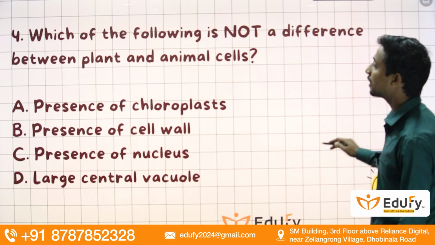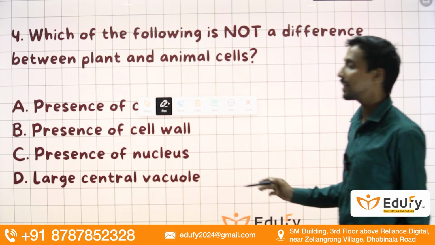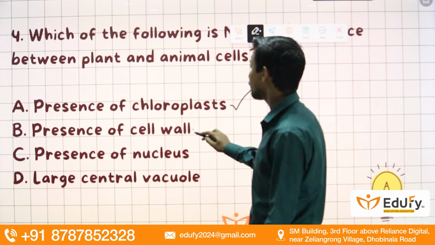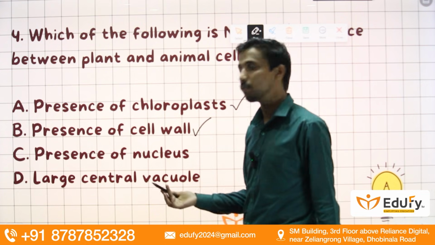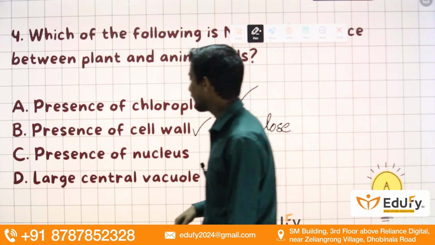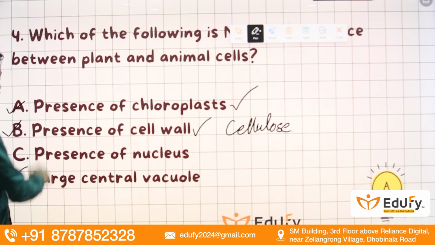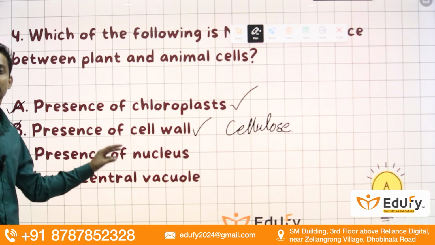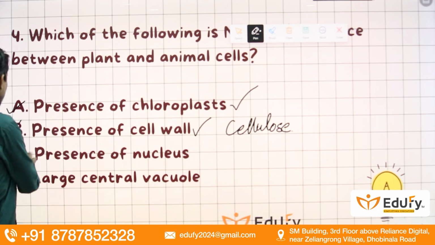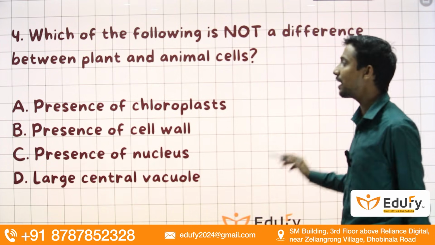Which of the following is not a difference between a plant and animal cell? So guys, plant cell contains chloroplast, whereas animal cell does not. Presence of cell wall: plant contains a cell wall that is made up of cellulose, whereas animals do not contain any cell wall. Then in plant cell we have a large central vacuole, but the nucleus is present in both of the organisms, plant or animals. So this will not be a characteristic. This will not be a difference between the plant and the animal cell.